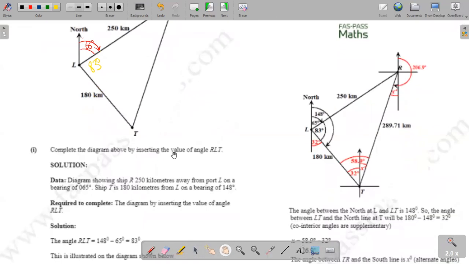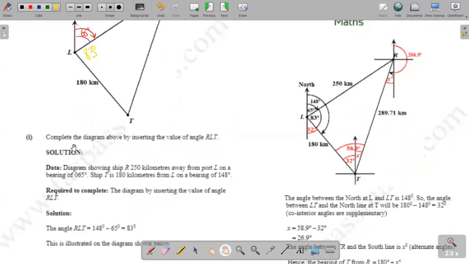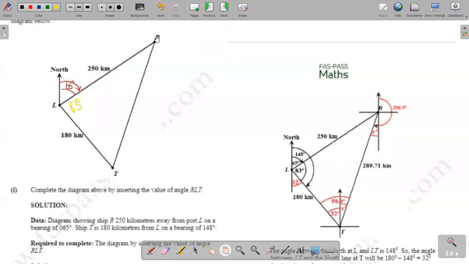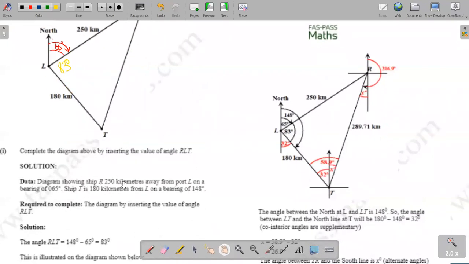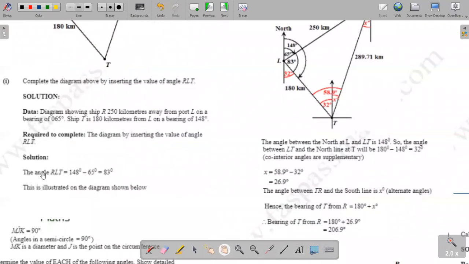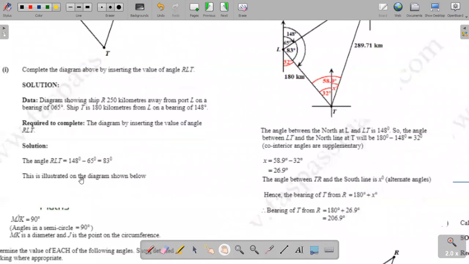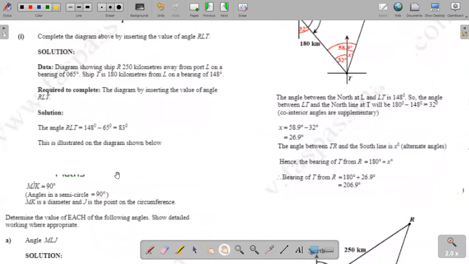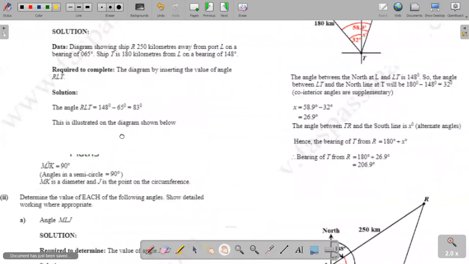Yep. So let's read the question now. Complete the diagram by inserting the value of angle RLT. What was RLT? Look, RLT is 83 here. How did we get that? Look, it says here, if the bearing is 65 and 148, the angle is 148 minus 65 equals 83. This is illustrated on the diagram below. See, that's it. All right, next question.